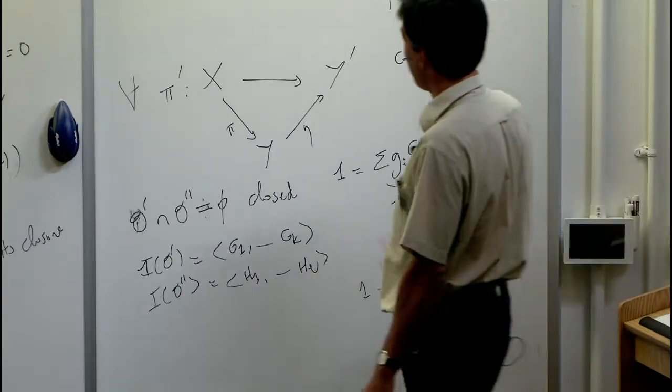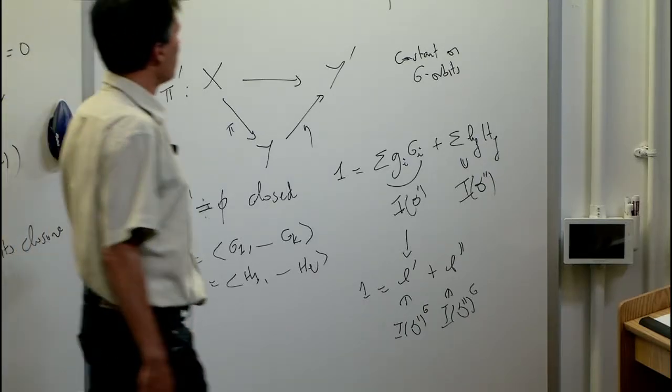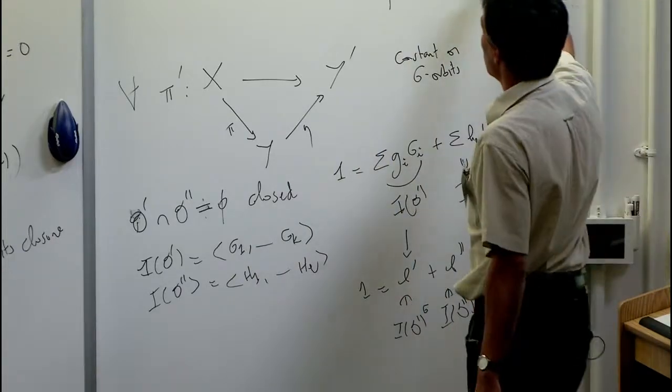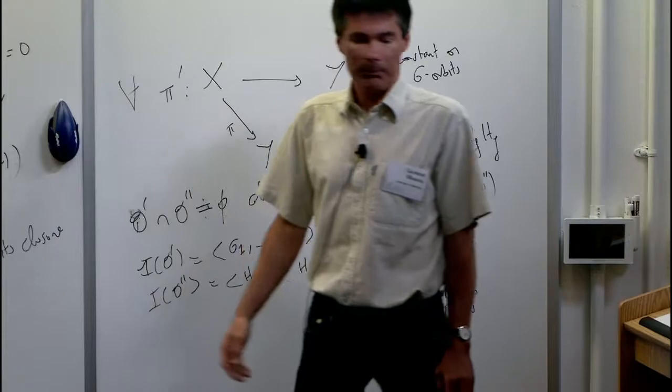So this implies that pi really separates these two orbits. I have two functions which take different values on the two orbits, which exactly means that pi separates these two orbits. So I have good news and bad news. Pi is the best thing that I can do. It has a nice property, but still we have this problem.